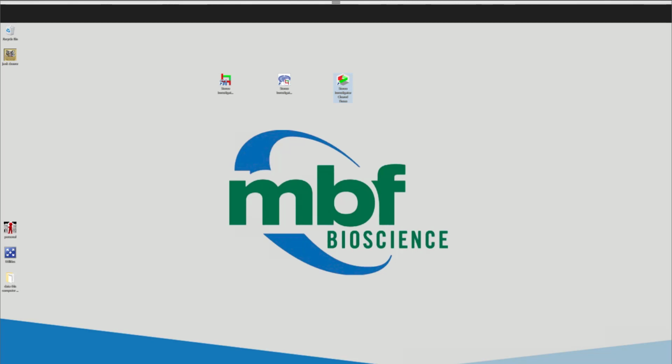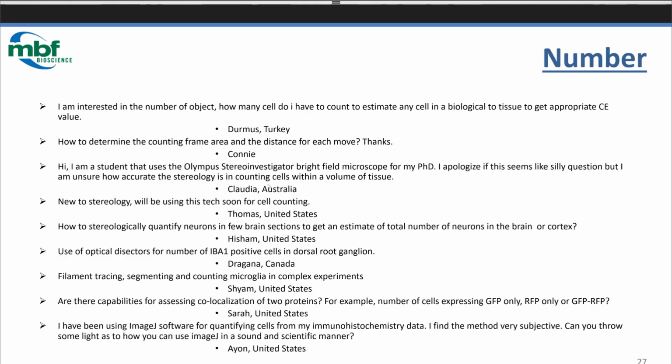Let's go back to the PowerPoint. We answered these 3 questions about precision, and now we've shown how to use unbiased stereology, specifically the optical fractionator. You could do that with a live image. You could do that with captured images using the desktop version. But what I showed was the clear tissue version of Stereo Investigator.